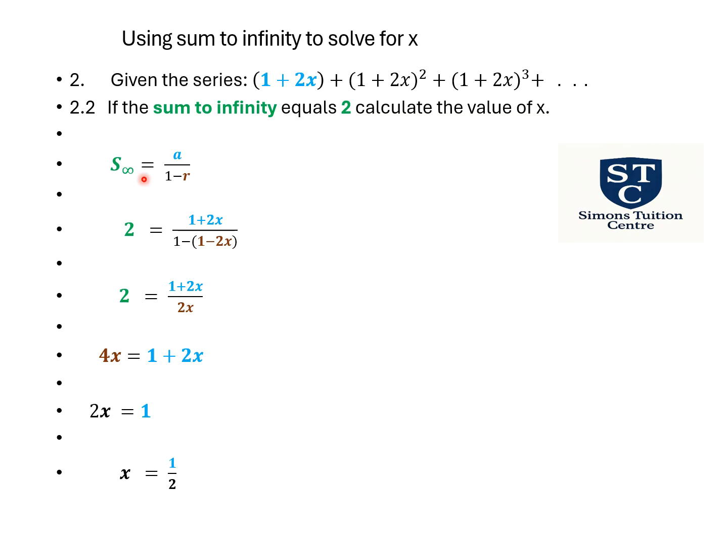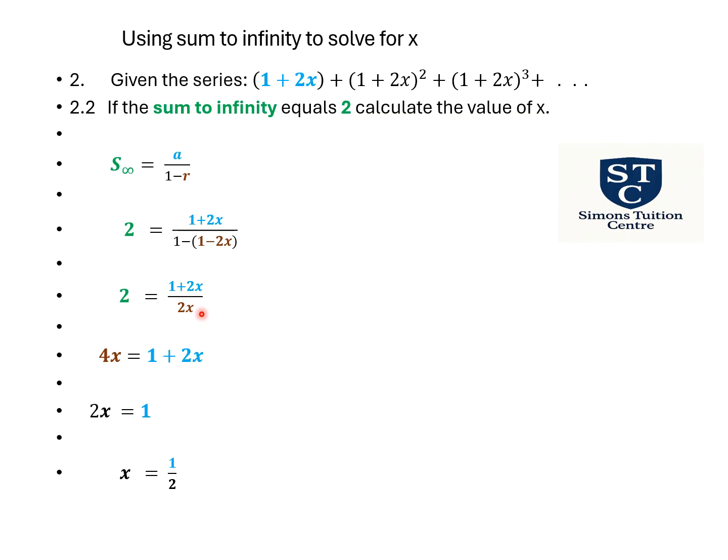Right, so for sum to infinity, I remember that the equation is a over 1 minus r. Right, S to infinity equals 2. a, my first term, is 1 + 2x. r, (1 + 2x)² divided by (1 + 2x) gives me 1 + 2x. Right, so if we say 1 minus 1 becomes 0, and negative times negative gives me positive 2x equal to.